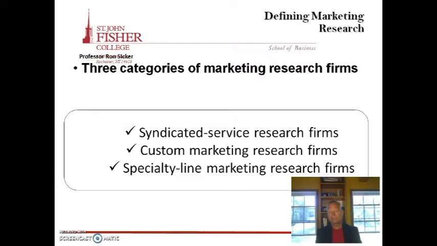So 3 categories of marketing research firms: syndicated research firms, which all they do is gather information, take that information, disseminate it, and put it out for the public to see and to use. Generally speaking, they have websites out there full of meaningful information. You either subscribe to that website, or you pull it down for a particular fee.